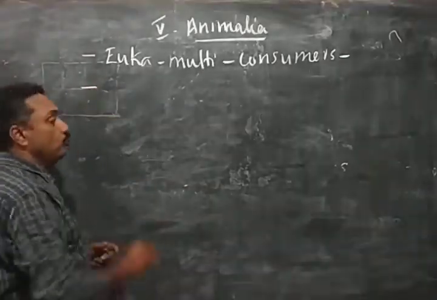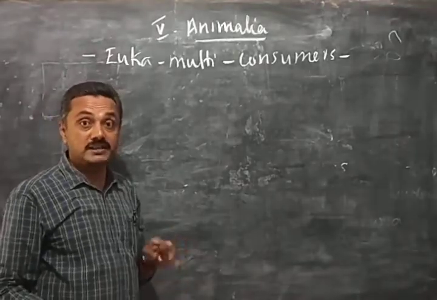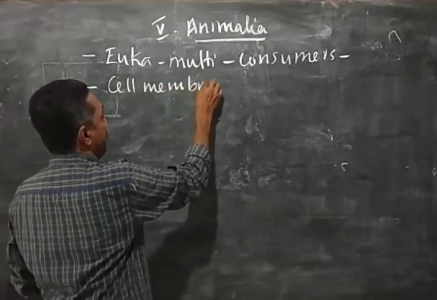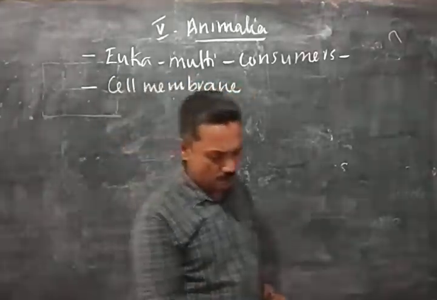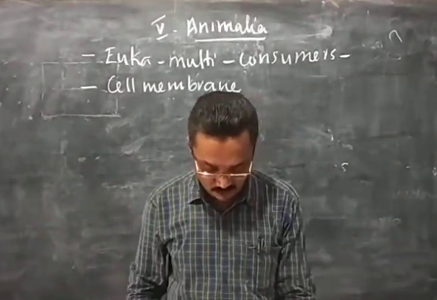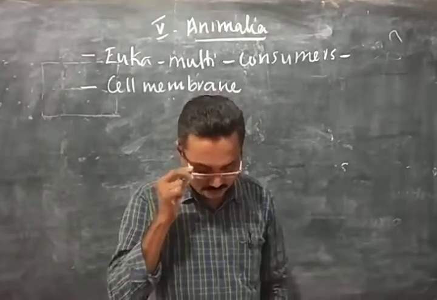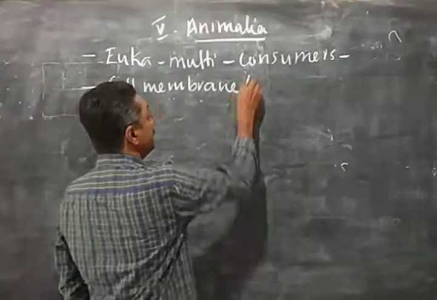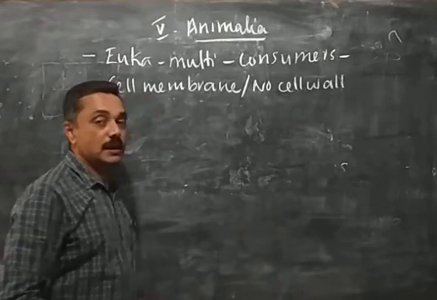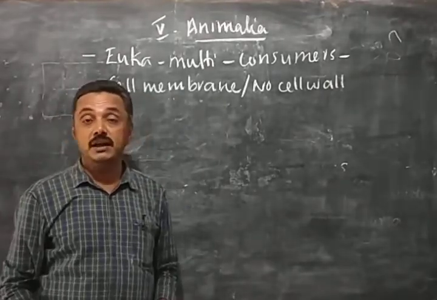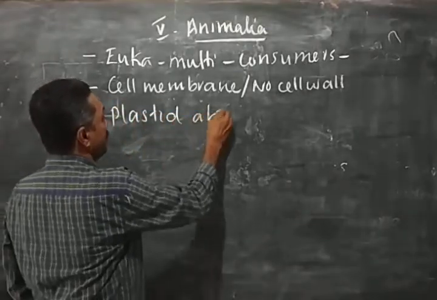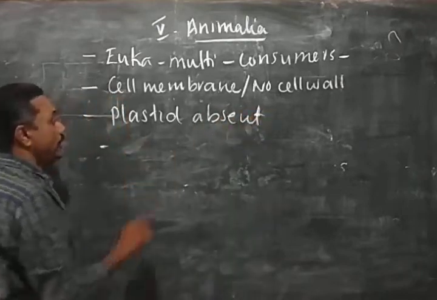The cell wall is absent; the cell is not covered by a cell wall, it is covered by a cell membrane. All organelles are present, similar to plants. Which is absent? Chloroplast is absent. Plastids are absent. So they are fully heterotrophic.